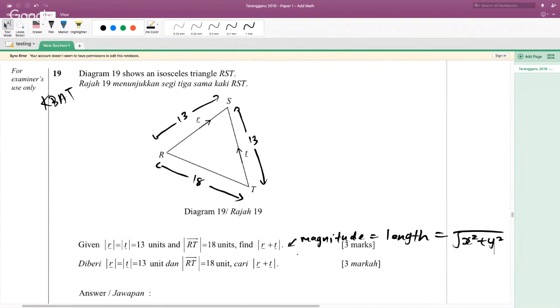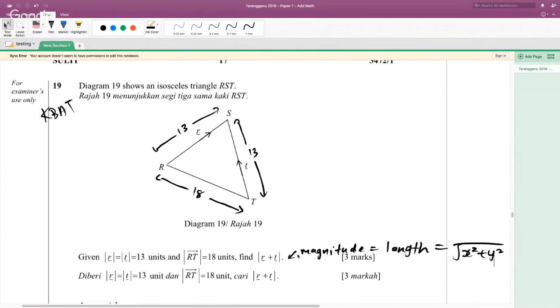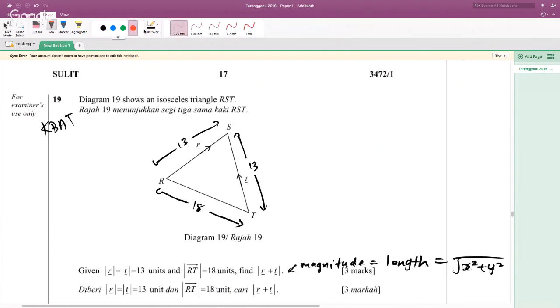So now they want to find R plus T. In order to do that, I'm trying to duplicate my R. So you just imagine I duplicate this R into here, exactly the same length. So here is 13, here will be 13. So this is R plus T, that means they want to find this one. What is the distance from here? Or I can draw a full line. They want to find this distance.